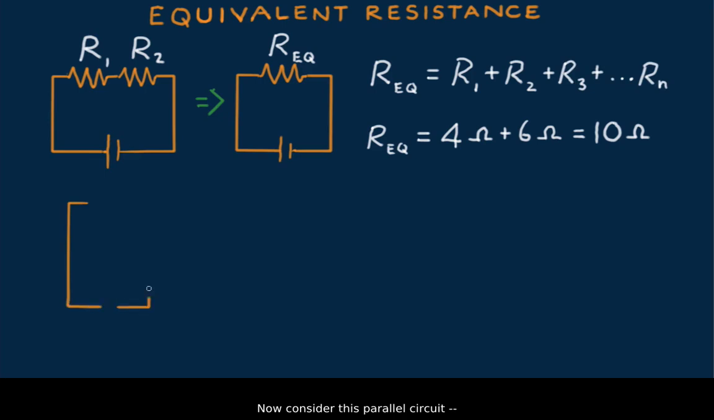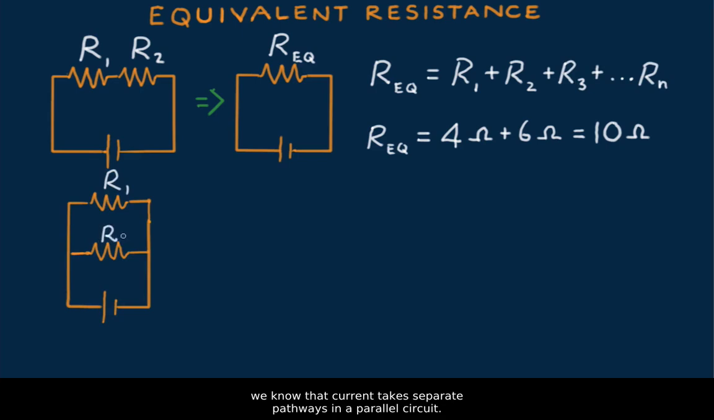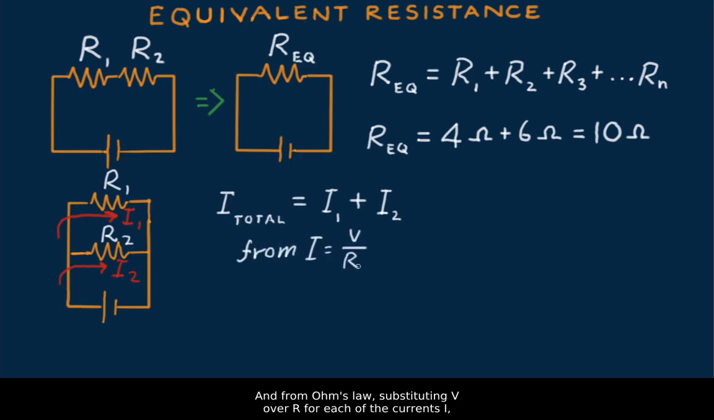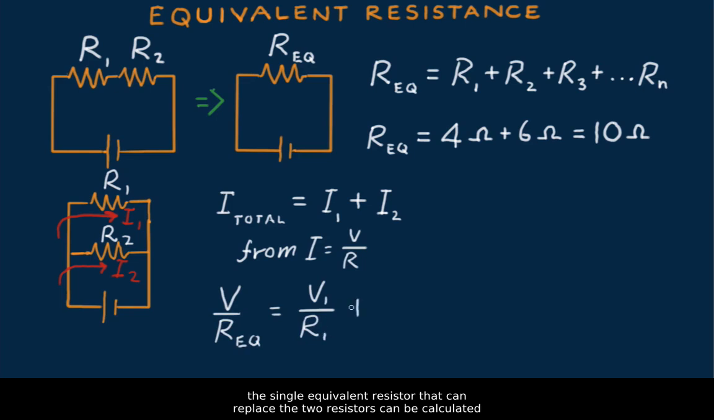Now consider this parallel circuit. We know that current takes separate pathways in a parallel circuit. Current through one branch doesn't encounter the resistance of any other branch. The total circuit current is equal to the sum of the currents in each branch. That is, I sub total equals I sub 1 plus I sub 2. And from Ohm's law, substituting V over R for each of the currents I, the single equivalent resistor that can replace the two resistors can be calculated from this equation.